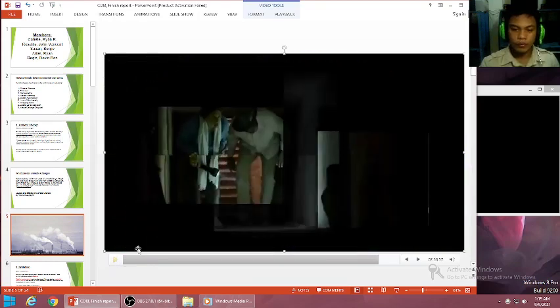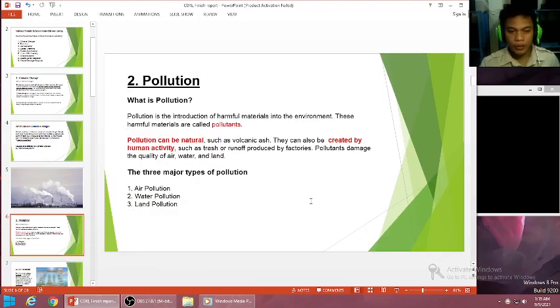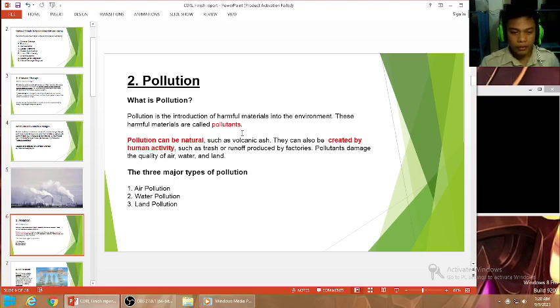Okay. Now, another threat to environmental well-being is pollution. Now, what is pollution? Pollution is the introduction of harmful materials into the environment. These harmful materials are called pollutants.